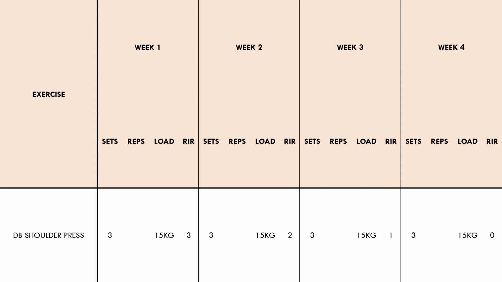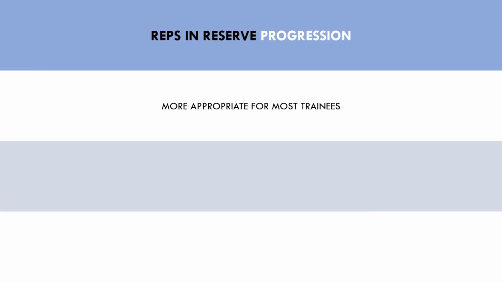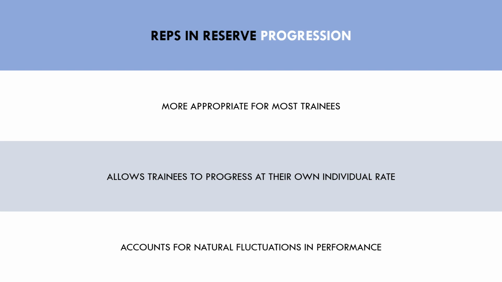For example, the trainee may perform the following reps for each set in each session. As we can see, rep performance naturally increases slightly over time since sets are taken closer to failure each week. This is probably a more appropriate progression scheme for most trainees who have a basic understanding of proximity to failure. This is because it allows trainees to progress at their own individual rate, which cannot be predicted by strict prescriptions. It also accounts for fluctuations in performance from session to session and allows adjustments in technique.